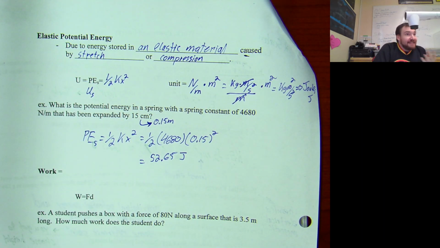Okay, so that's elastic potential energy. What I'm doing here is I'm just gonna introduce a whole bunch of these things, and then when we're done, release you to work on a bunch of them. So, we've got kinetic energy, we've got gravitational potential, and we've got elastic potential energy. The next thing we're going to deal with here is this idea of work.